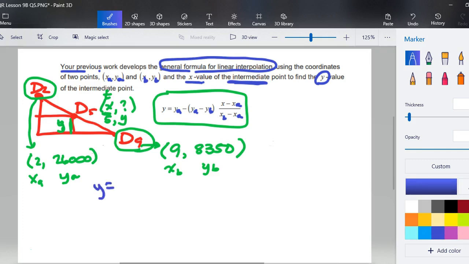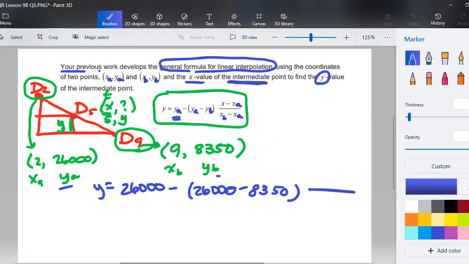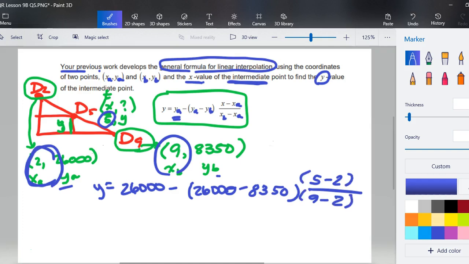So the height y is, and here I go, y sub a. I'm just going to start finding my pieces and parts, which is 26,000 minus y sub b, which is 8,350. And then I have x, which is 5, minus x sub a, which is 2, all over x sub b, which is 9, minus x sub a, which is 2. This is probably a really good place to hit pause and make sure you understand where all of these pieces and parts are coming from.